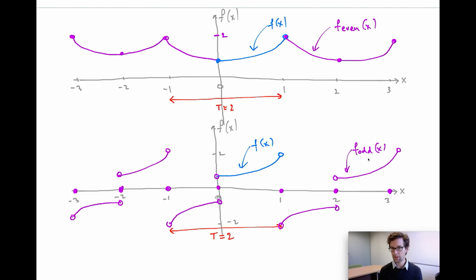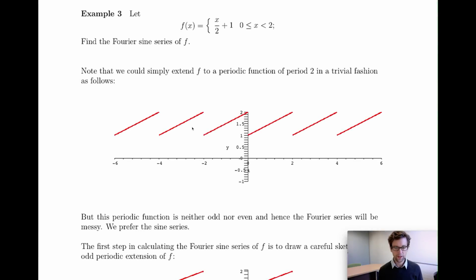So now let's use these ideas to actually calculate the Fourier series for a non-periodic function defined over a finite interval. That is, let's find the half-range expansion for a function over a finite interval. So in this example, we've got a function defined between 0 and 2, and a periodic extension of that function would look something like this.